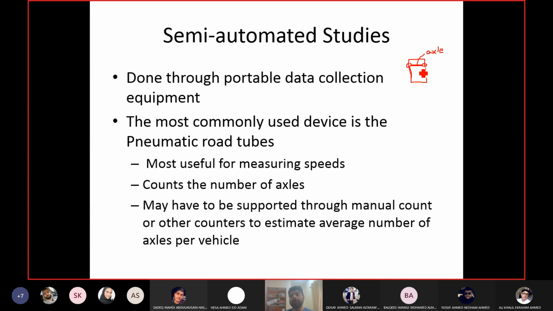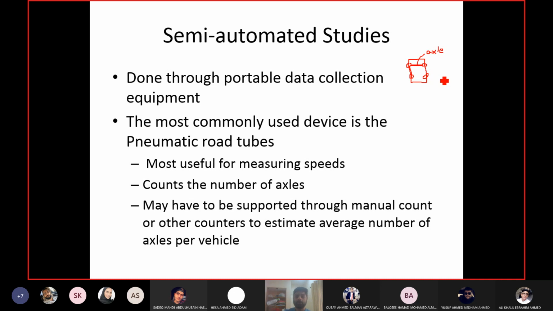Okay, so an axle is a combination of the tires on each side of the vehicle. So a car will have how many axles? Two axles. One at the front, one at the back. And as I increase the number of wheels in the vehicle, the number of axles will also increase. So trucks and buses will have more axles, right?